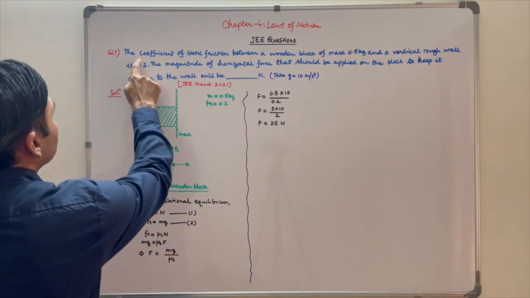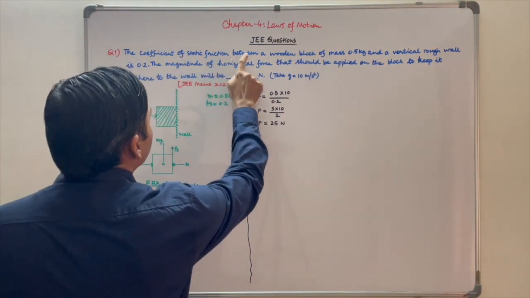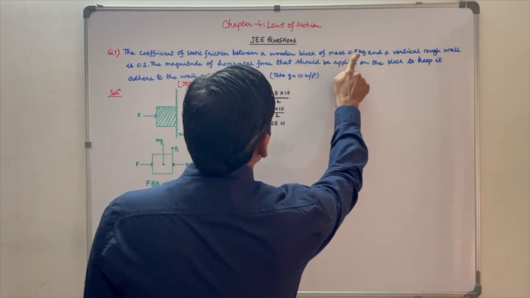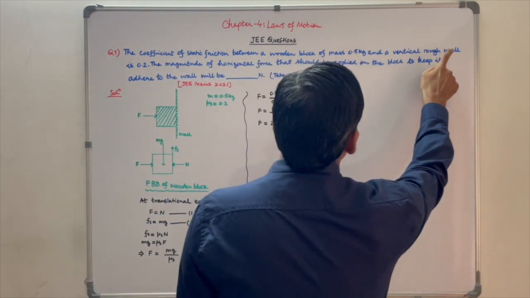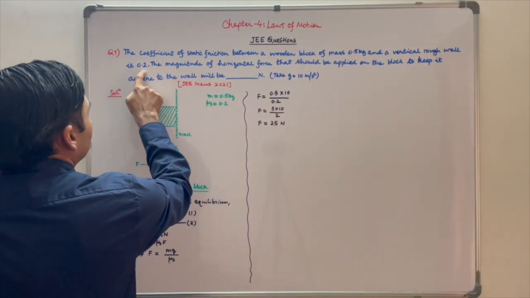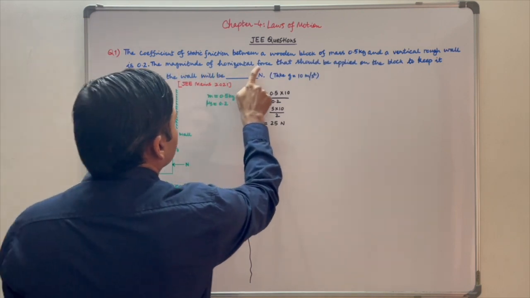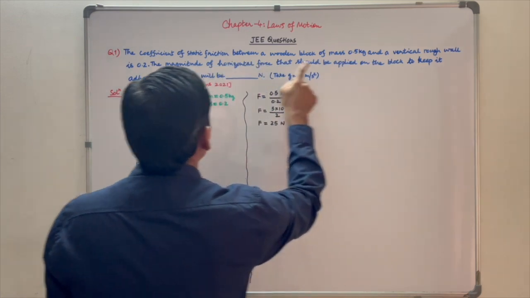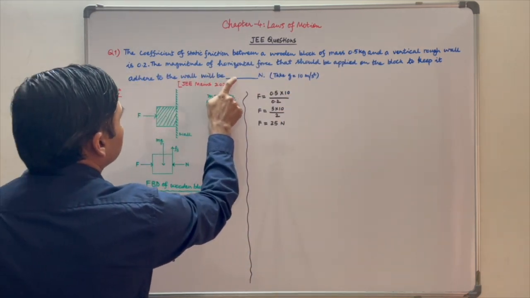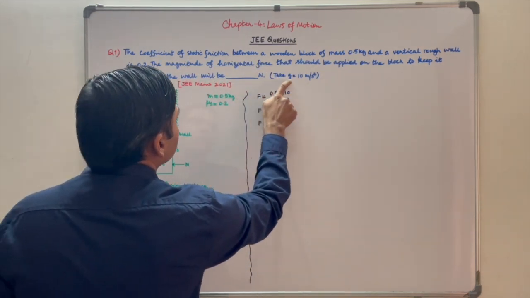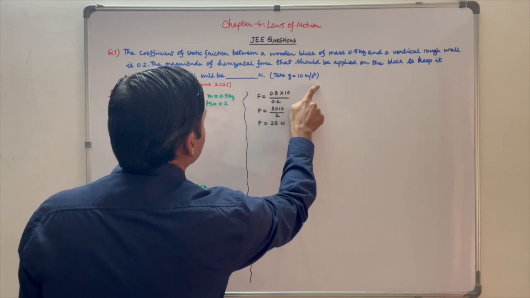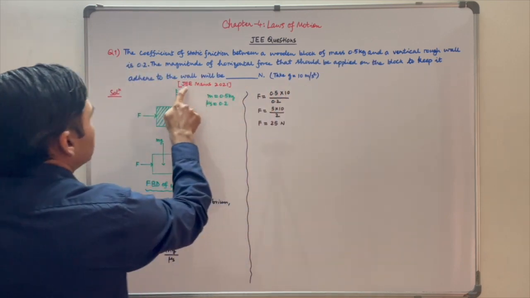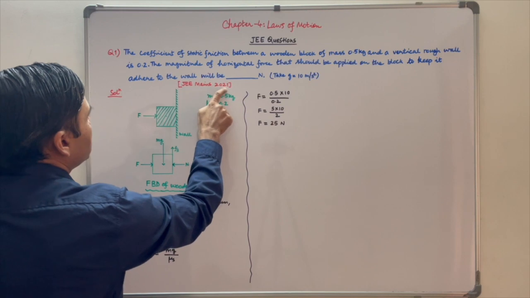First question, the coefficient of static friction between a wooden block of mass 0.5 kg and a vertical rough wall is 0.2. The magnitude of horizontal force that should be applied on the block to keep it adhered to the wall will be dash Newton. Take g equal to 10 meter per second square. This question appeared in JEE Mains 2021.